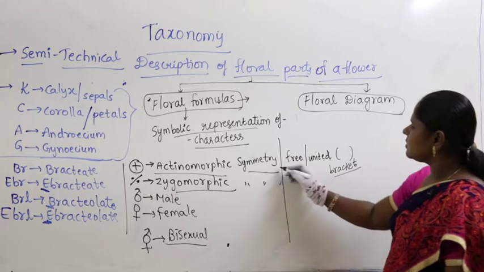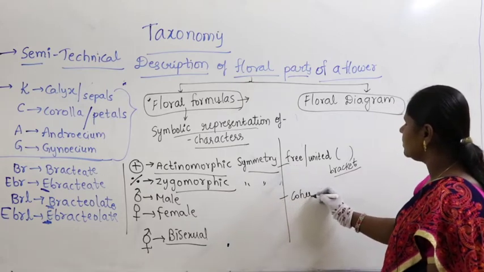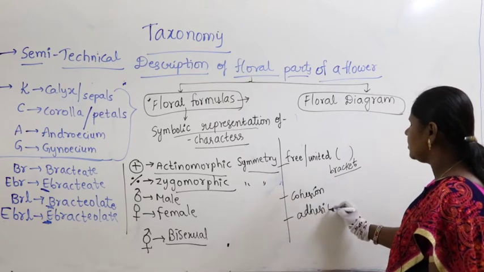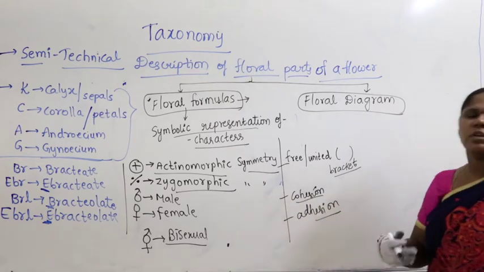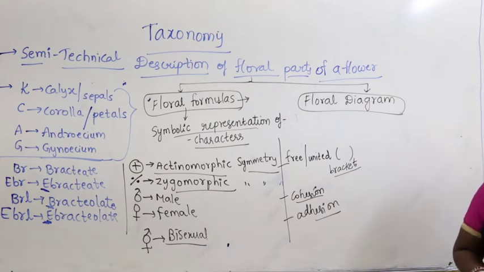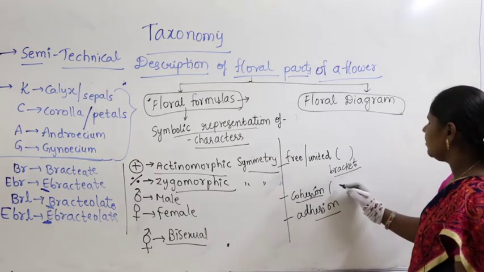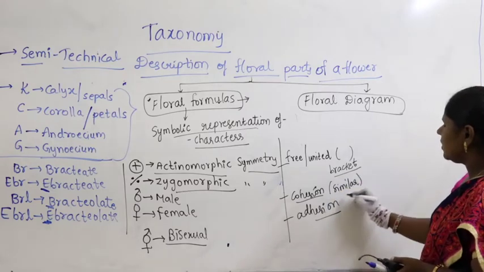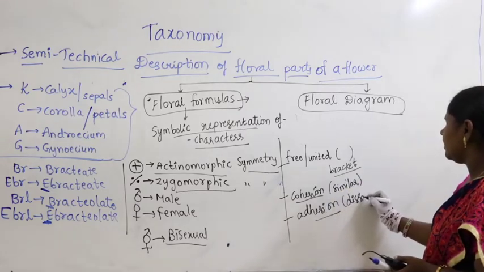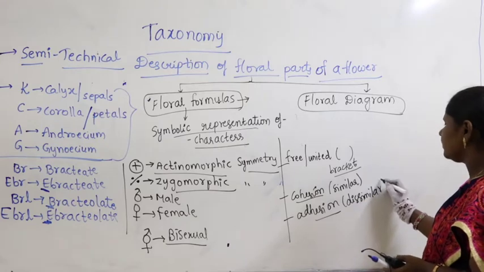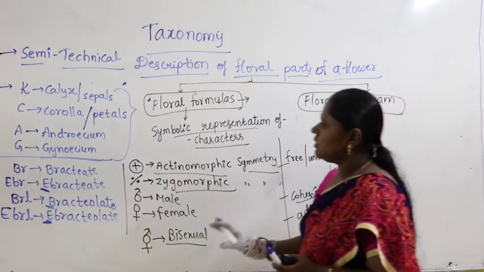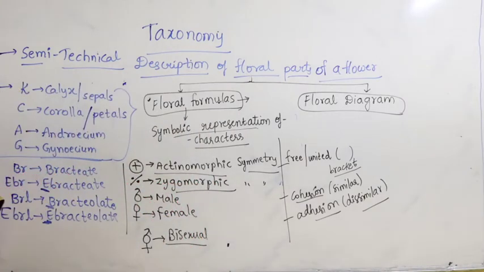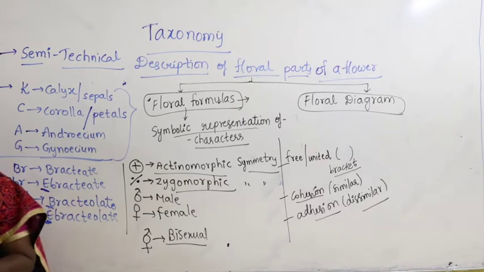Then apart from this, we have also mentioned cohesion and adhesion. What is cohesion? Union of similar members. And what is adhesion? Union of dissimilar members. So when you take cohesion, we write similar members, and adhesion meaning we write dissimilar members. So these are the things we need to remember for floral formula.